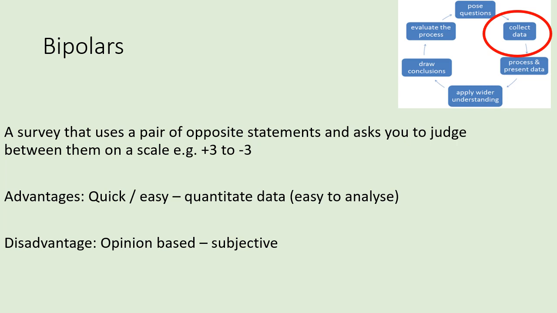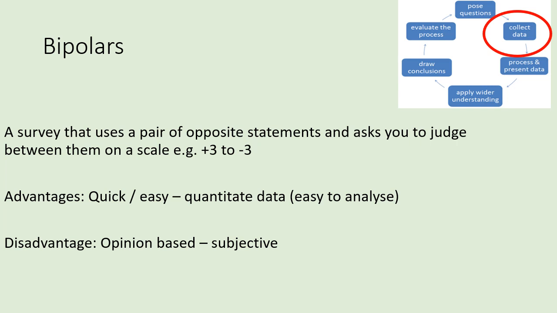And it might be between +3 and -3, or +2 and -2, or it might be +5, guess what, to -5. And if you're asked to evaluate them, they're quick, they're easy, they provide quantitative data, numerical data, easy to analyse, but their disadvantage is they're opinion-based. They are asking you whether you think something is ugly or attractive, so they're inherently subjective, which means that they do lack reliability because a different person would get a different set of results.